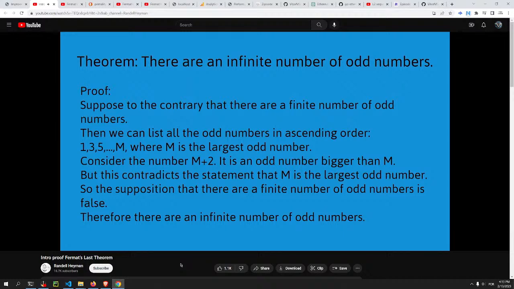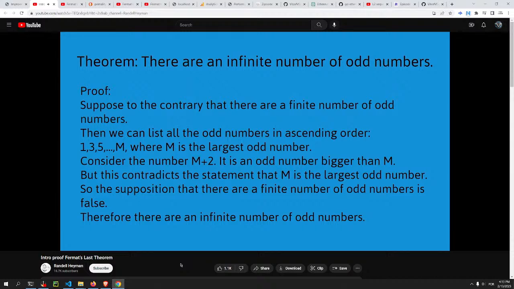Then we make another logical statement. Consider the number m plus 2. It is an odd number, it must be odd because it's 2 more than m, which is odd, and it's bigger than m. So that follows from the previous logical statement. And now we have a contradiction. This contradicts the statement that m is the largest odd number. We just said that m was the largest odd number, now we've shown that there's a bigger number. So the only thing that can be wrong here is the supposition, because everything else is just logical statements, which must be correct. So the supposition that there are a finite number of odd numbers is false, and therefore there are an infinite number of odd numbers.